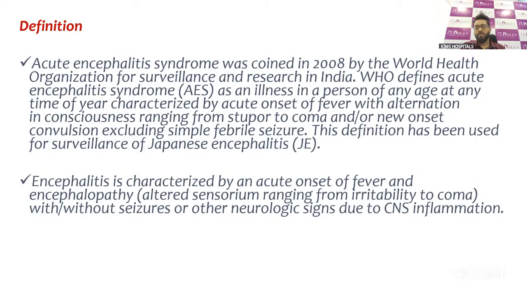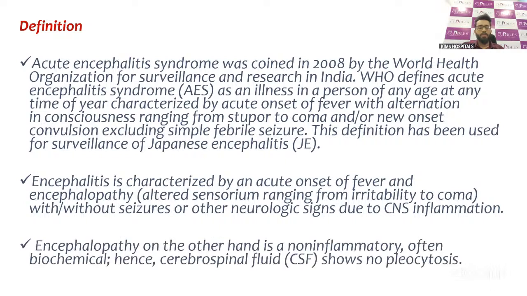And the other causes of neurological signs of CNS inflammation should be ruled out. For example, the infective, non-infective causes like toxic ingestion, all that should be ruled out before labeling it an active infection. And also, it's very important for you to know what is encephalopathy. Encephalopathy is basically a non-inflammatory pathology. It can be biochemical, and hence when you're not sure whether this altered sensorium or seizure which is happening is because of an infection, or at this point you don't have enough evidence to say it's an infection, it's better to use the term encephalopathy.